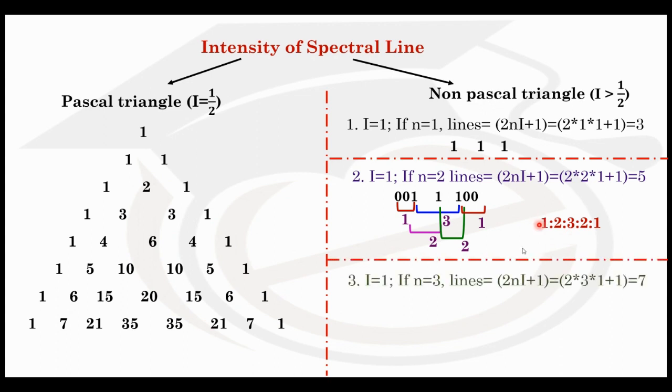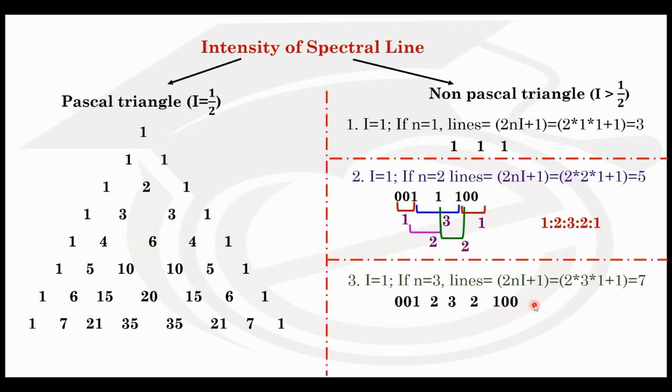Next, when I equal to 1, if n equal to 3, now we have to find out the number of lines and also the intensity. The number of lines will be 7, and we have to take the ratio we got for 5 lines first. Now we have to add 2 zeros in the left side, 2 zeros in the right side. This number of zeros we got from this rule: when n equal to 1, the number of lines we are getting, that minus 1 is the number of zeros we have to add. So on the left side we have added 2 zeros, and the right side also 2 zeros.